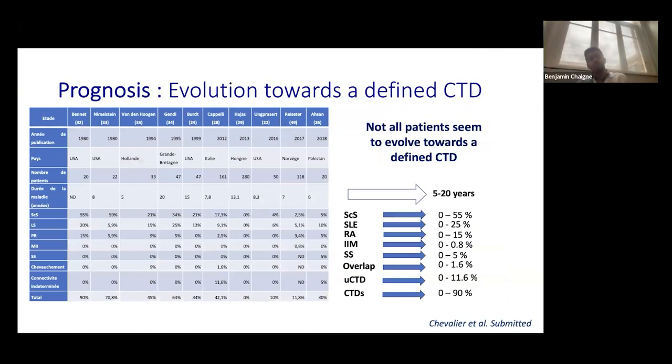Move along to disease prognosis. What we find in the literature is that there is no clear-cut evolution for MCTD patients when you look at every study that has been performed. What we know is that between 0 and 90% of the patients, depending on the study, will evolve to a defined CTD. The main defined CTDs that patients evolve towards are systemic sclerosis, SLE, and possibly Sjogren's or rheumatoid arthritis. But as you can see, it's not very clear in the literature, and it's between 0 and 55% for SSc, 0 and 25% for SLE, and overall between 0 and 90% of the studies.